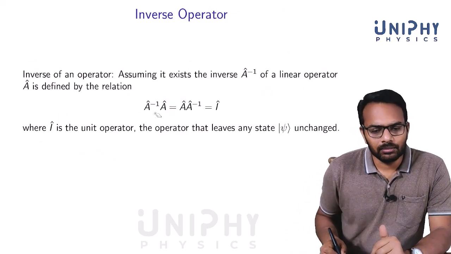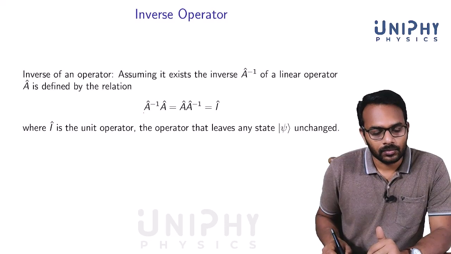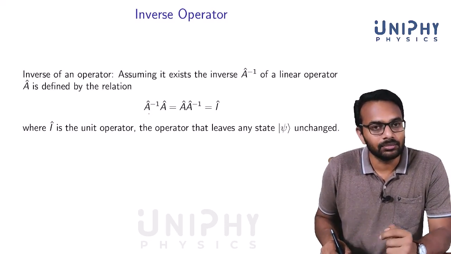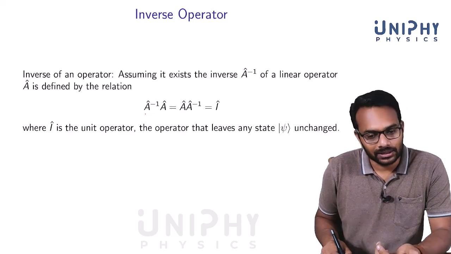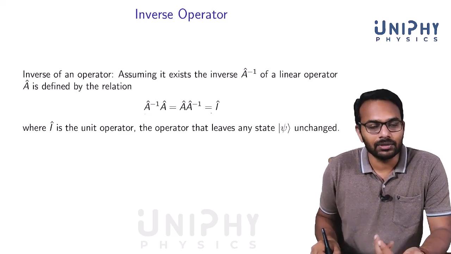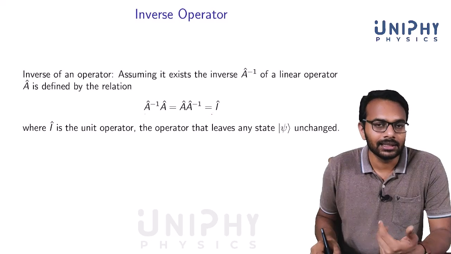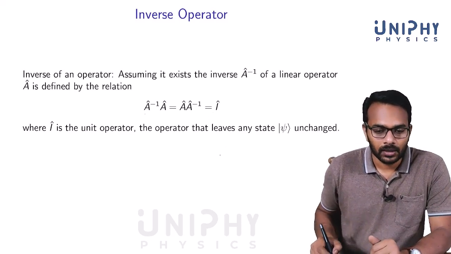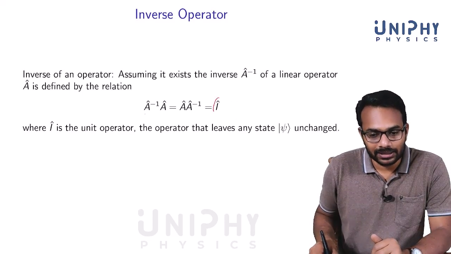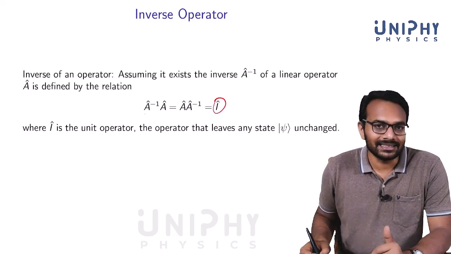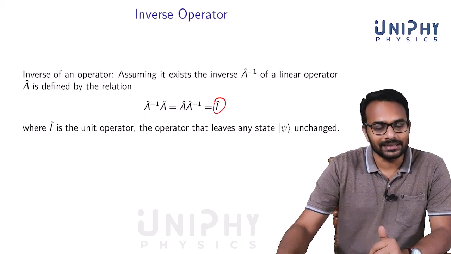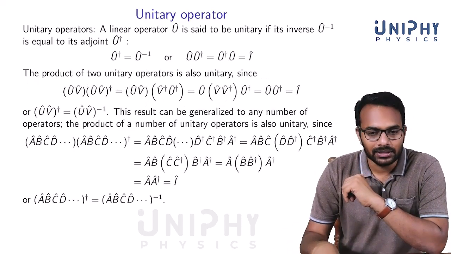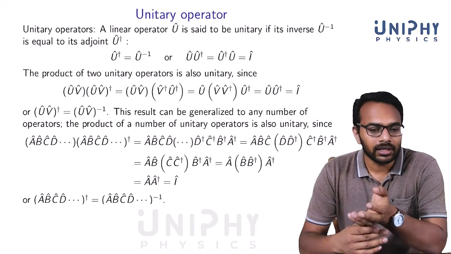All right, what do we mean by an inverse of an operator? The inverse of an operator we write as A inverse. It means that if you take the product of A inverse with A, and A with A inverse, it equals I, the unit operator. This is the operator that leaves any state unchanged. That's called the unit operator. That's the inverse operator.